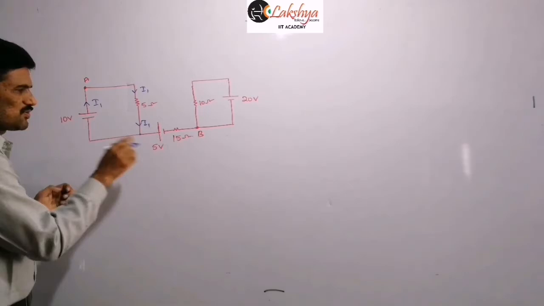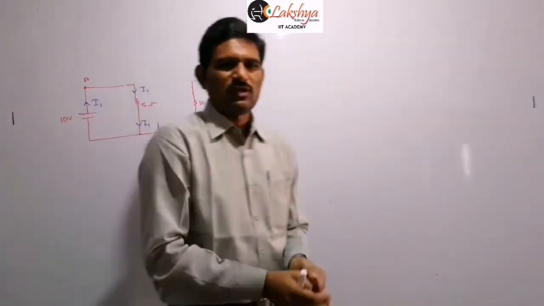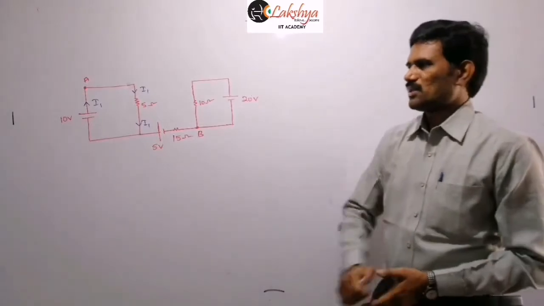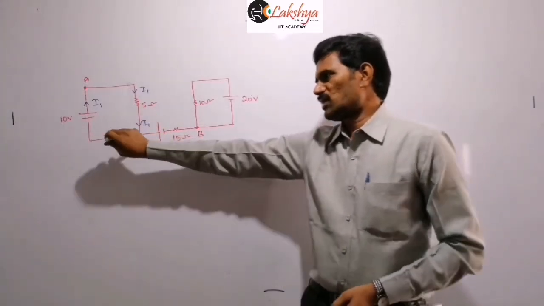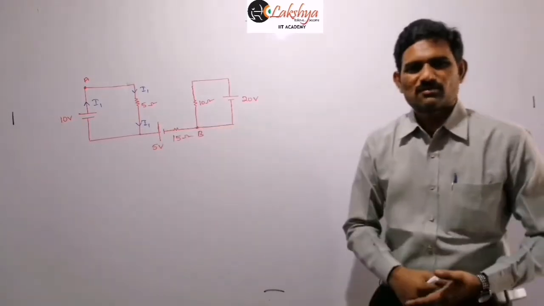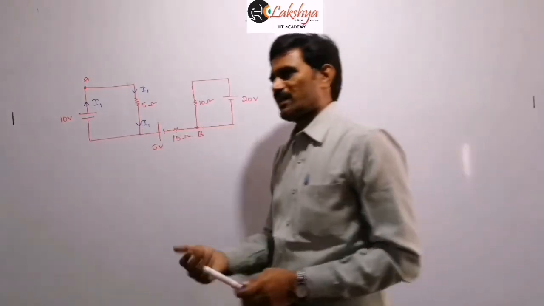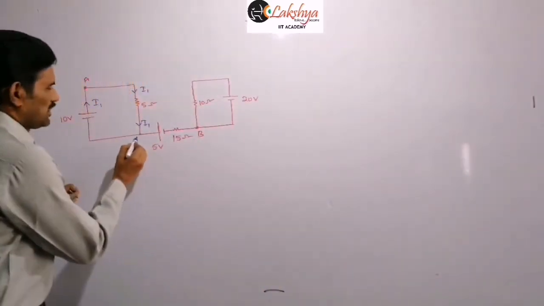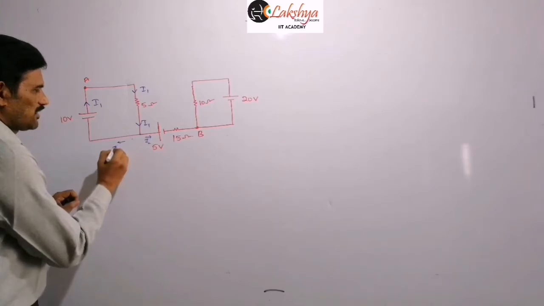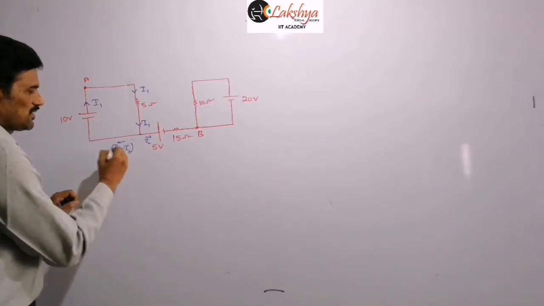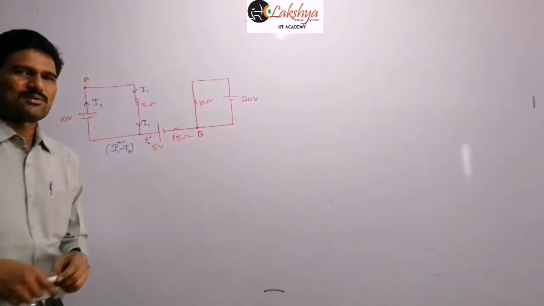is there any distribution or division of current here? Because generally when two paths are available, the current will divide, right? But here at this junction, can you say that I1 divides, that some amount of I1 is flowing like this and some amount of I1 is flowing like this? Is it possible? If you assume it is possible, suppose some I2 is flowing along this direction, then the current flowing in this direction will be I1 minus I2, right? If this is true, then let us come to our basic point.